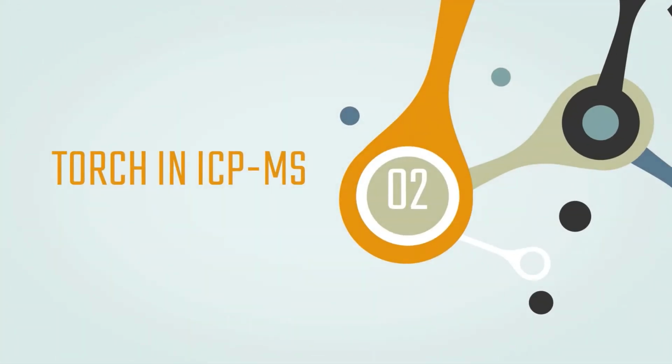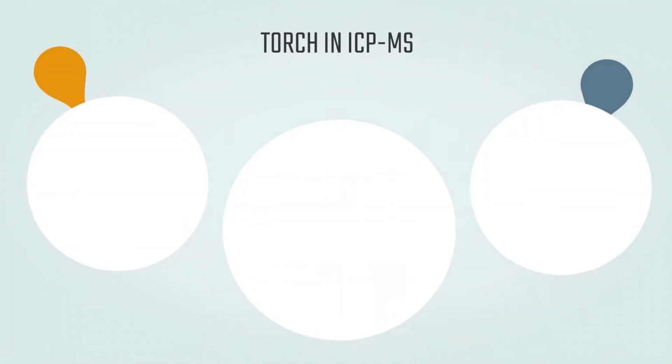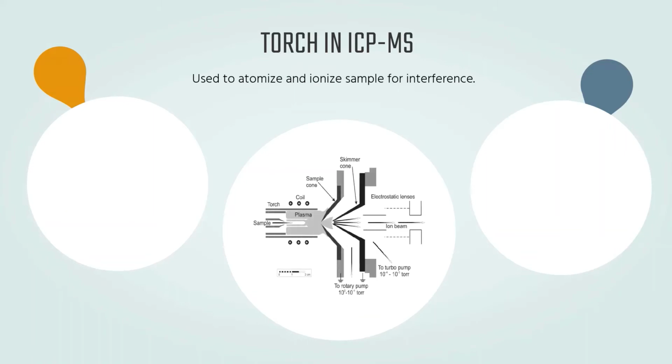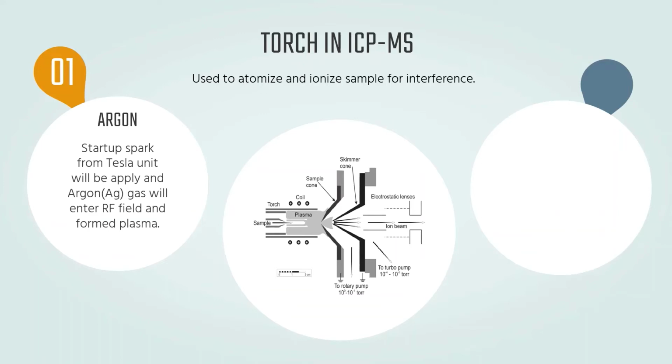The second component in ICP-MS is the torch. It consists of a radio frequency or RF coil connected to an RF power supply. The torch in ICP-MS is used to atomize and ionize the sample for analysis. A startup spark from a Tesla unit will be applied and argon gas will enter the RF field and form plasma.